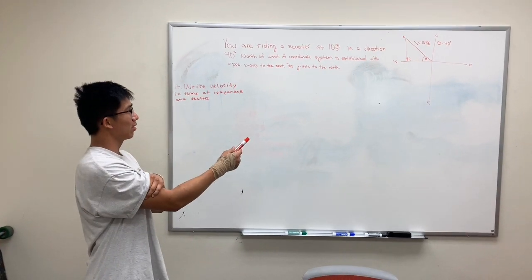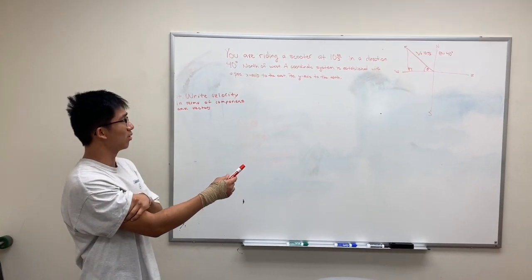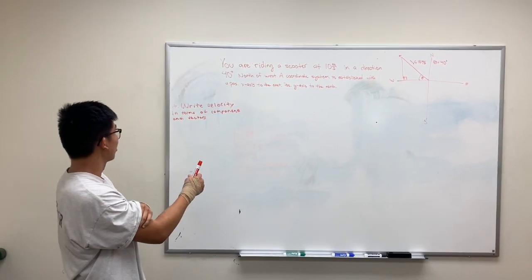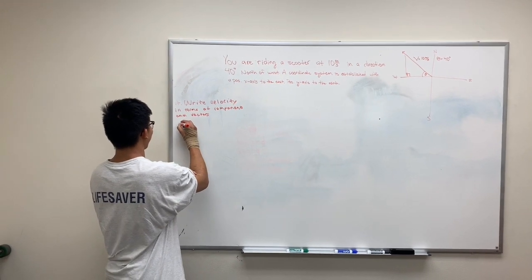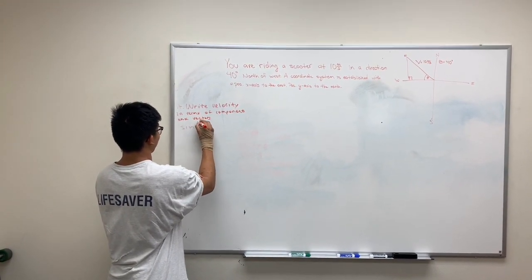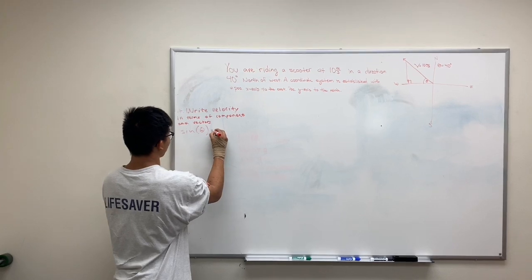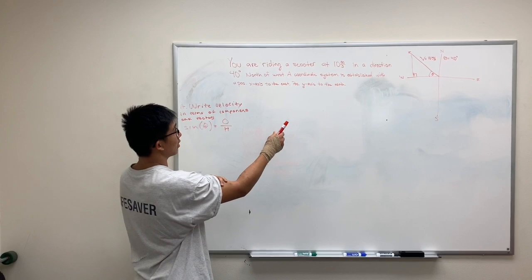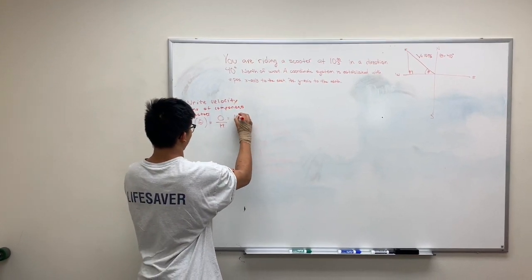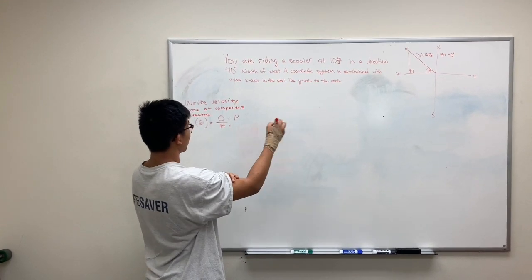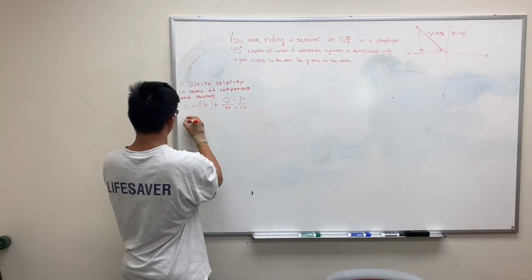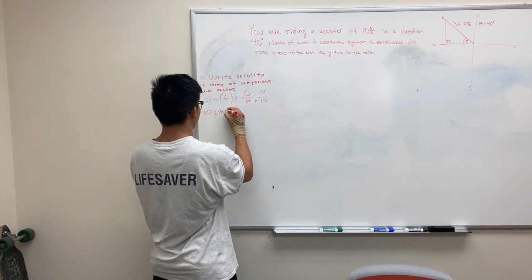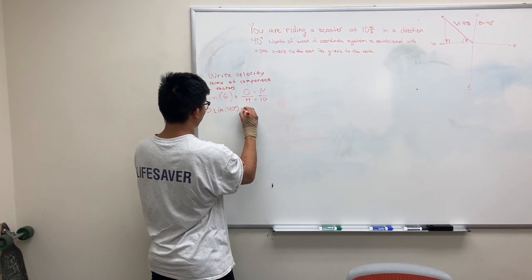So from the diagram, you can see that it's a right triangle, so we can use trig functions to find the components for north and east. Sine of theta will equal the opposite over hypotenuse, and the opposite given is the north, and the hypotenuse will be 10 meters per second. If we solve, you get 10 sine theta, which is 40 degrees, will be equal to your north.